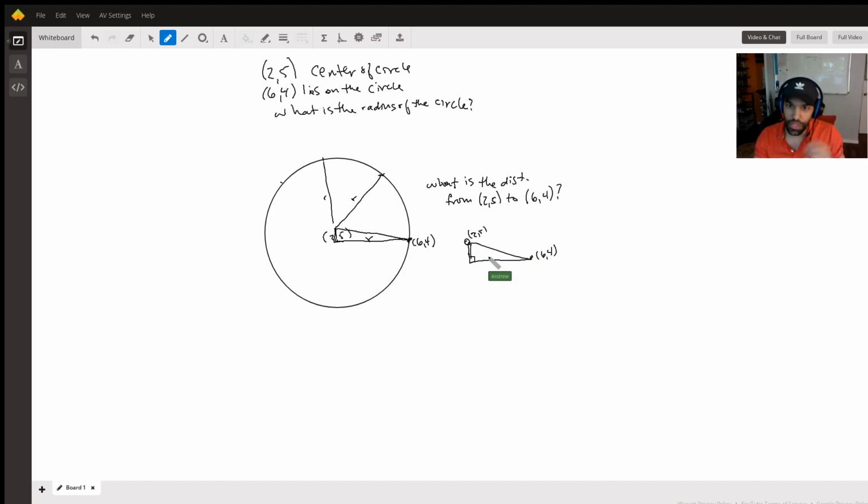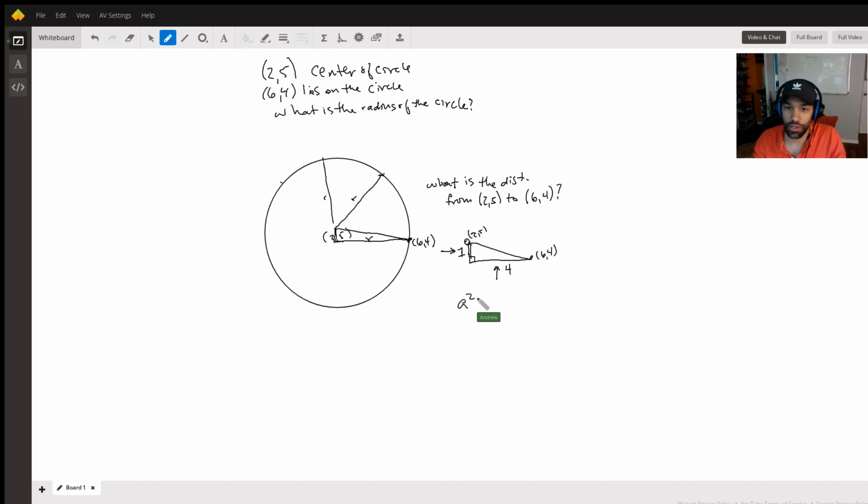Here we have these sides, and we notice that this one is just the difference in y coordinates between the 2 points, because it's the vertical difference. And this one is the difference between the x coordinates, which is the horizontal difference. Let's do this side first. The difference between the y coordinates 5 and 4 is 1. And the difference between the x coordinates 2 and 6 is 4. So this gives us 2 sides of a triangle.